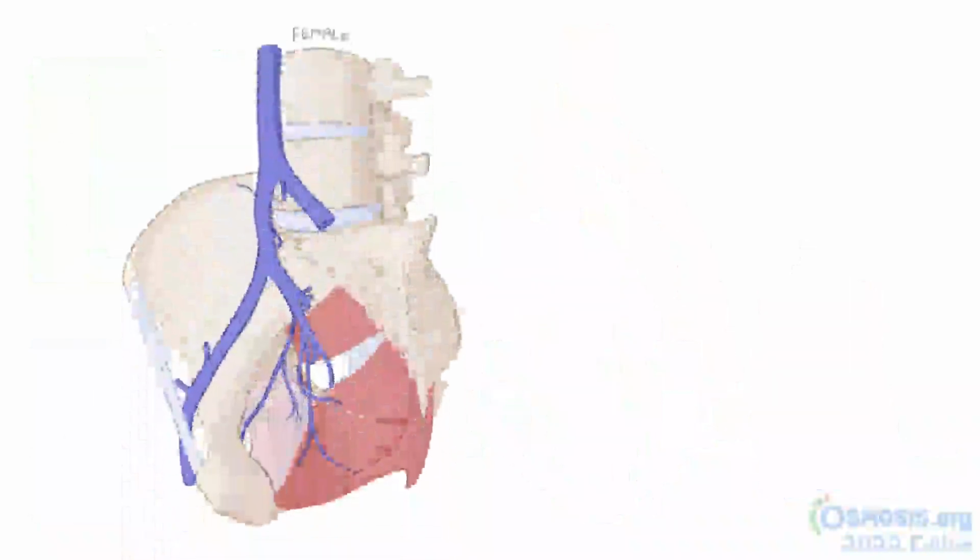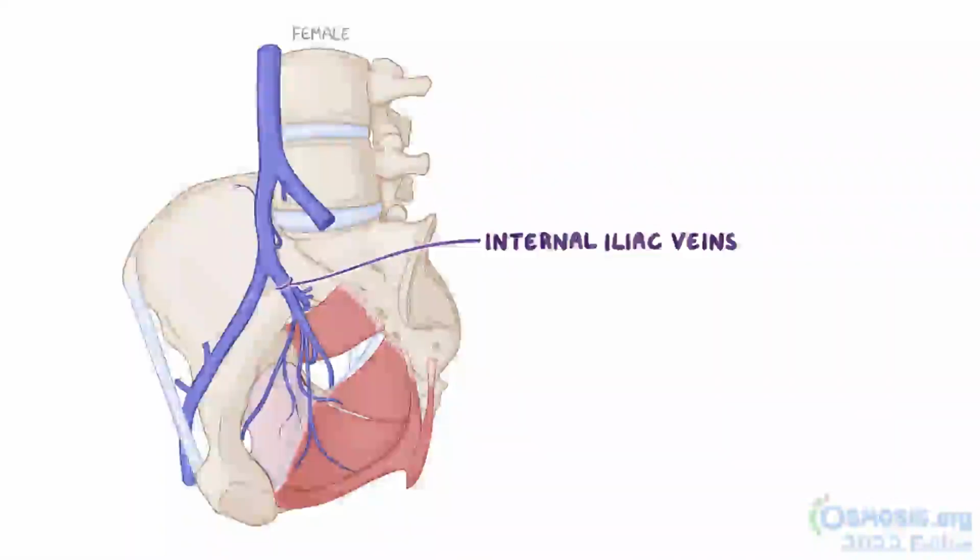Now let's switch gears and talk about the pelvic veins. The major veins of the pelvis are the internal iliac veins. These veins form superior to the greater sciatic foramen and pass postero-inferior to the internal iliac arteries.